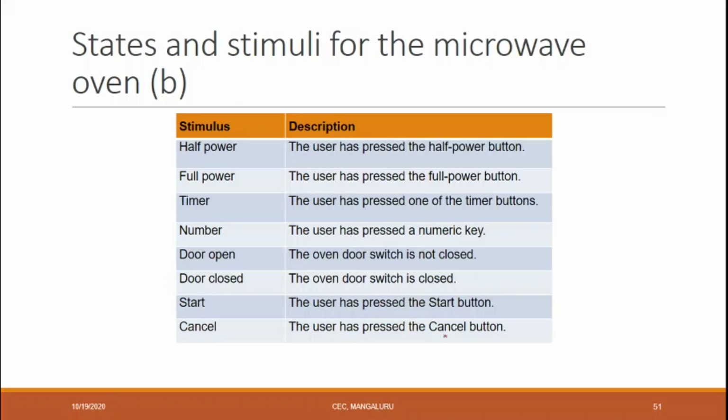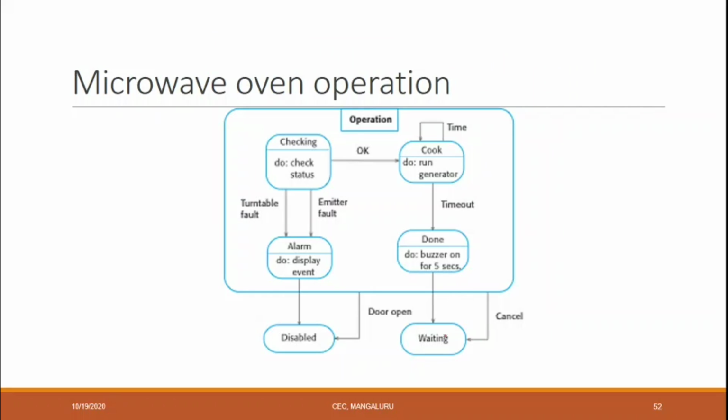So we have the micro oven operation diagram. Here, in operation, checking the status: turntable fault, emitter fault, that is, an alarm is set; then checking hook, that is, run the generator. When it is timed out, the buzzer is on for 5 seconds. Door open, disabled, and waiting, cancel it. Once checking is okay, then time is set, and on time out the buzzer sounds and the door opens. Then wait for the command given by the customer.